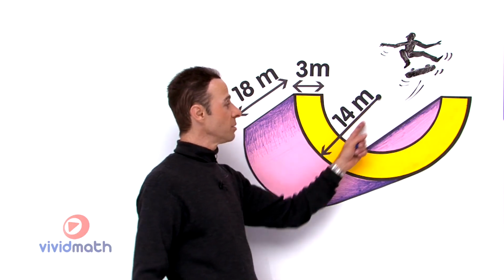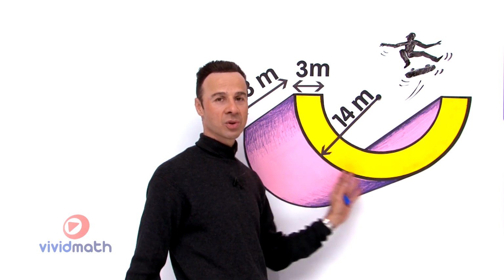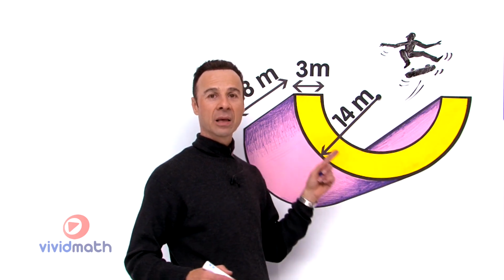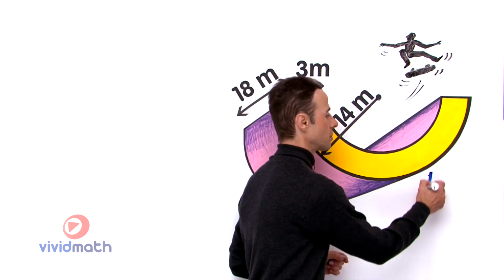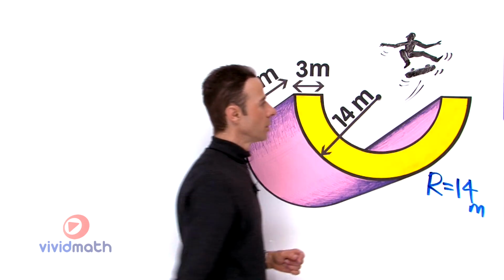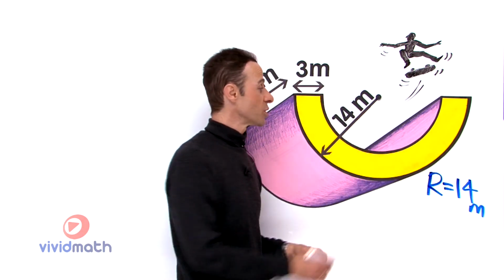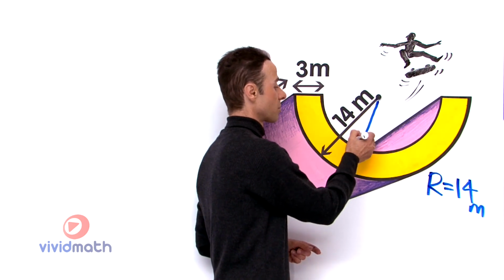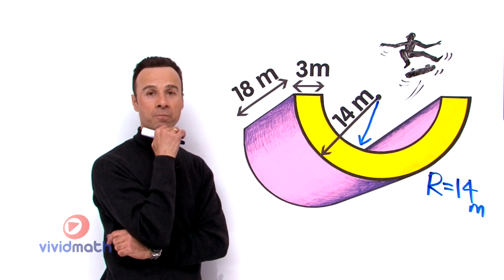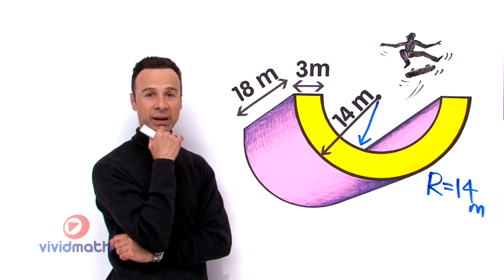So 14 meters, we'll use a capital R to denote a large radius of a semicircle. So let's write down big R equals 14 meters. Okay, there's our big R, 14 meters. Now, the little r, not given to us. We need to work that out. How do we work out the little radius? How do we work that out?